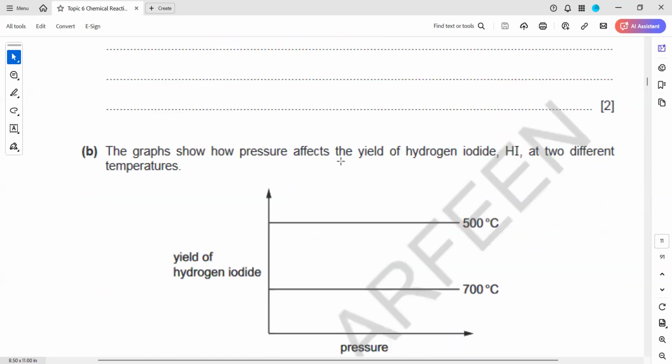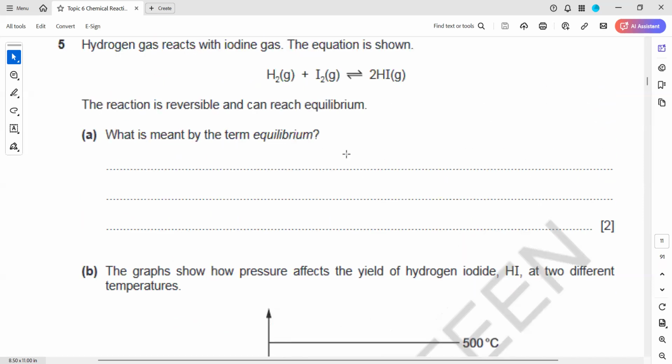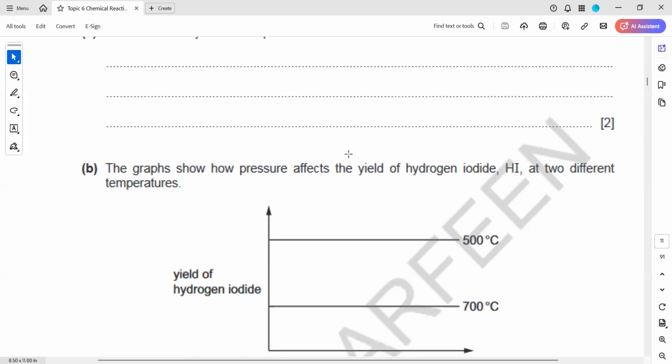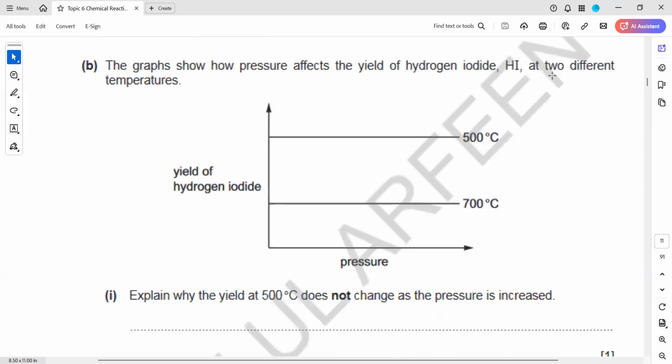Yes. How does the pressure affect the yield of a product? If the equilibrium shifts towards the right, it means the yield increases, the amount of product increases. If the equilibrium shifts toward the left, the yield will decrease. So the graph shows how the pressure affects the yield of hydrogen iodide at two different temperatures. Okay.